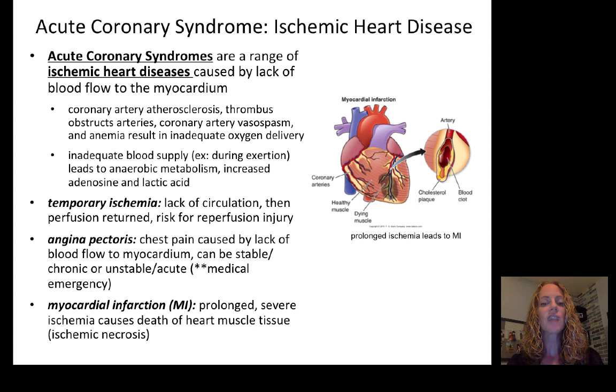Angina pectoris is chest pain caused by lack of blood flow to the myocardium. In some patients, this is stable. In others, it's unstable and can be a medical emergency. Prolonged lack of oxygen to the heart can lead to death of the heart muscle tissue, and that is then an infarction. If it occurs in the heart muscle, it's a myocardial infarction, an MI, or a heart attack.